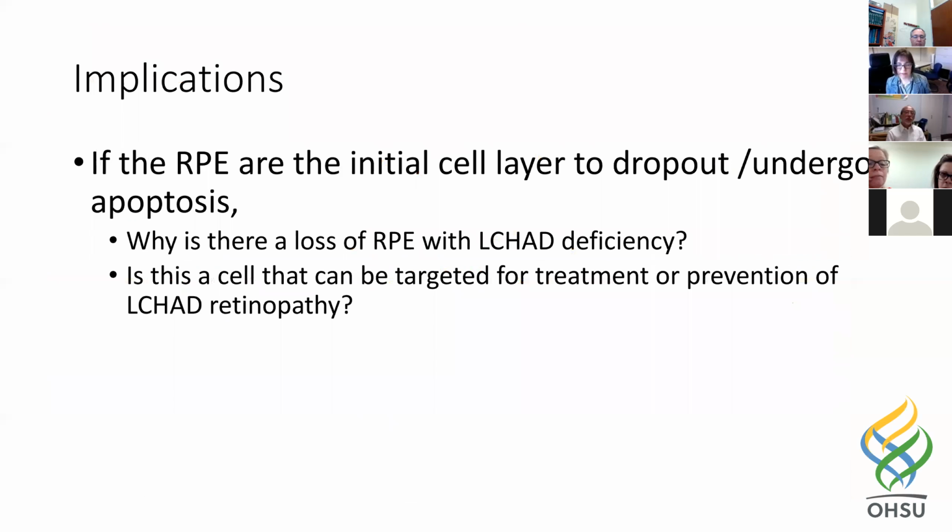So what are the implications? Hope I've convinced you that it's the RPE that's probably the initial cell layer to drop out during the progression of LCHAD retinopathy. What implications does that have for the future of the disease? One of the things I still struggle with is why the loss of the RPE? What about LCHAD deficiency affects this cell type? And is this a cell type that could be targeted for treatment or prevention of LCHAD retinopathy progression?